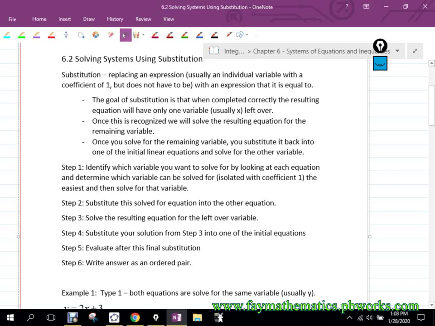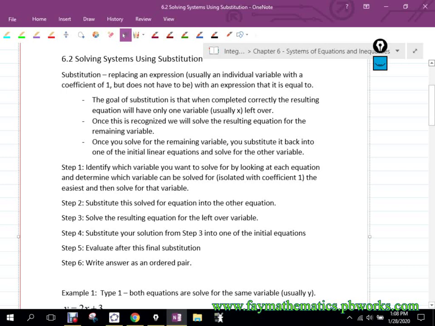The second bullet says once this is recognized, solve the resulting equation for the remaining variable. So now I'm able to take that equation that has one variable left over, and solve it. Let's say I get x to be 5. The third one says once you know that value, you go back up to your original equations and substitute that x equals 5 in, and you should now be able to solve for y in one of those original equations. So that's the idea.